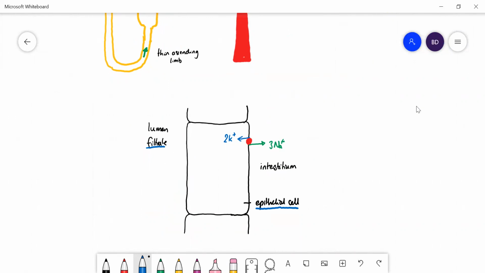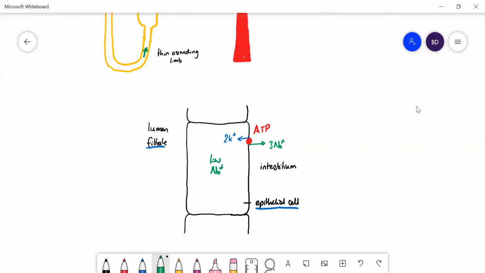Okay, on the other side, the basolateral side, you have an ATPase here. This is sodium potassium ATPase, active transport. It pumps 3 sodiums out and 2 potassiums in. That, of course, is going to lower the sodium concentration inside the cell.